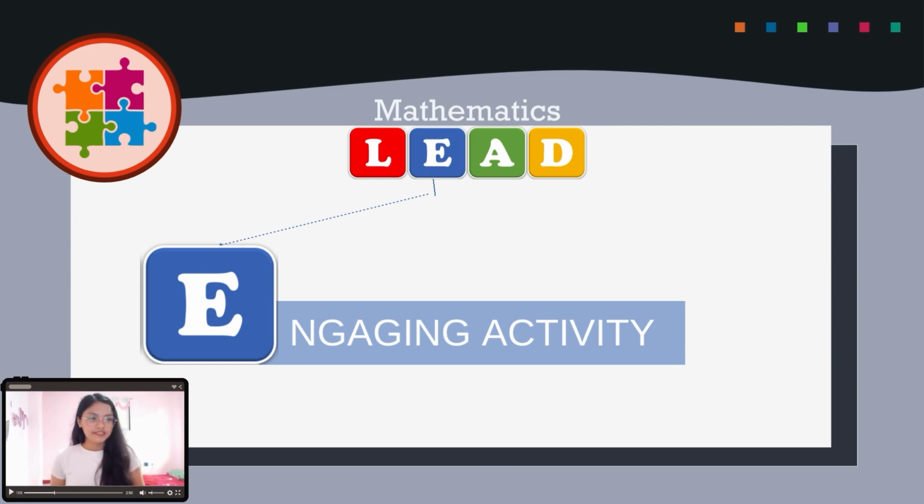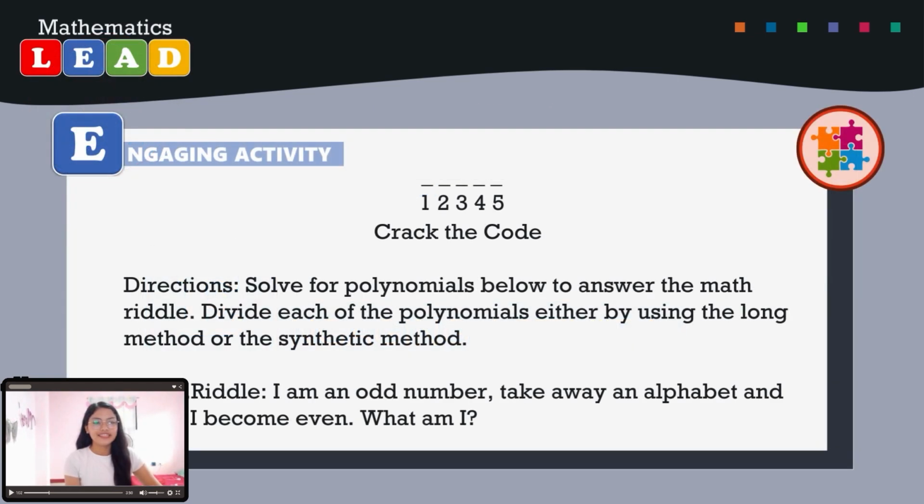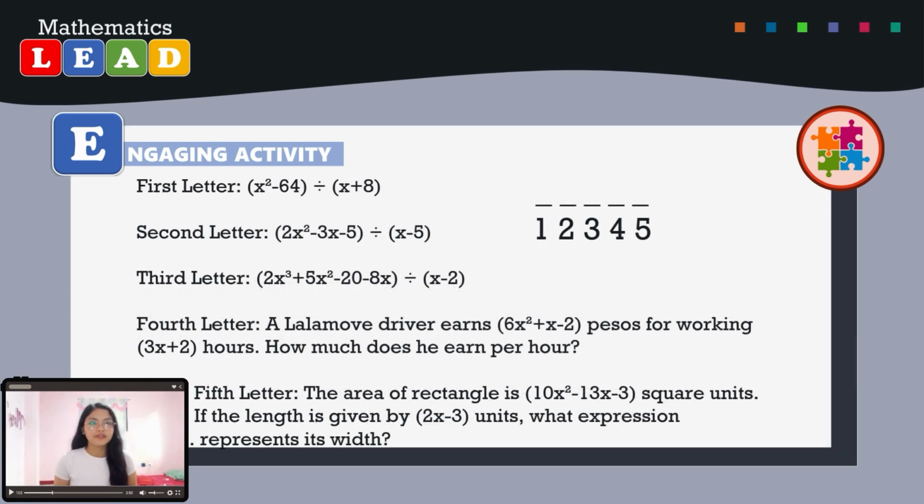But before we start the discussion, let us first have our engaging activity. This activity is entitled Crack the Code. As you can see, we have a 5-letter unknown word. For this activity, we will be solving the polynomials below to answer the math riddle. Divide each of the polynomials either by using the long method or the synthetic method. For the hint, we have: I am an odd number, take away an alphabet, and I became even. What am I? Here are the problems we need to solve.